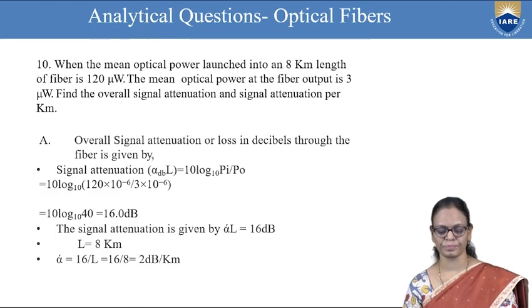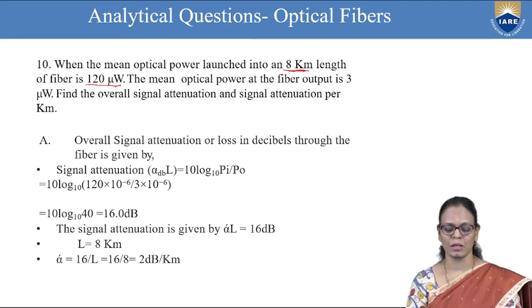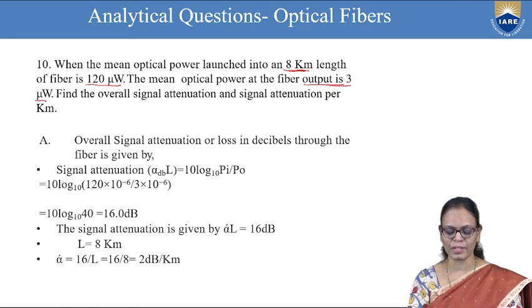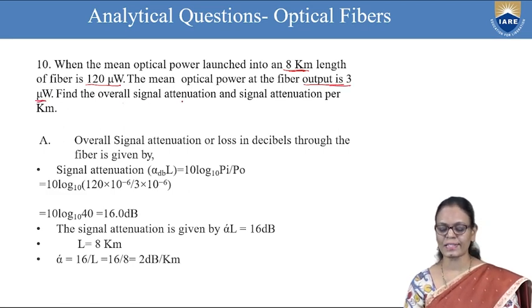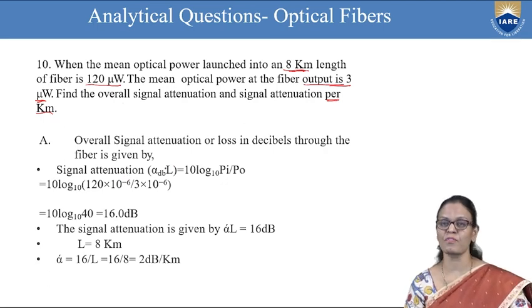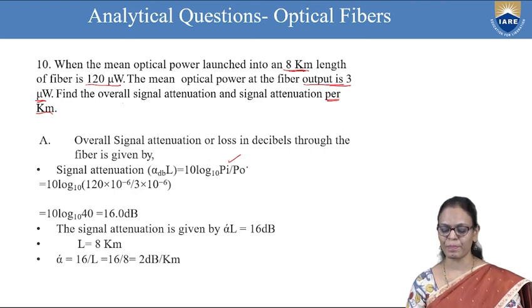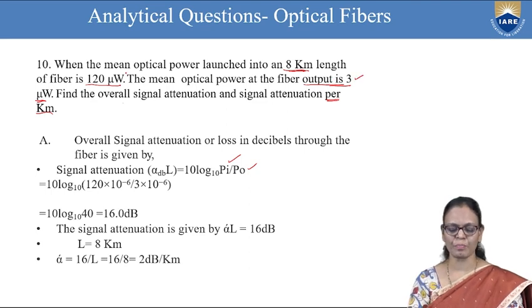Then the last one. When the mean optical power launched into an 8 kilometer length of fiber is 120 microwatts, the mean optical output is 3 microwatts. Find the overall signal attenuation and the signal attenuation per kilometer. What is the formula for signal attenuation? Alpha L is equal to 10 log to the base 10 of Pi upon P naught, where Pi represents the power input and P naught represents the power output. Both are given.